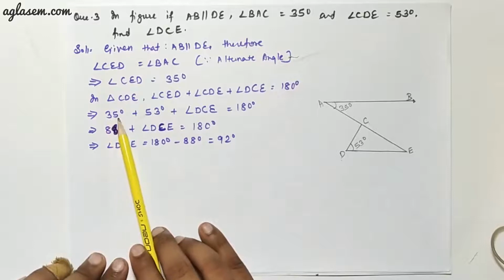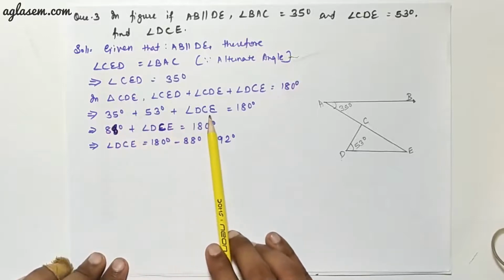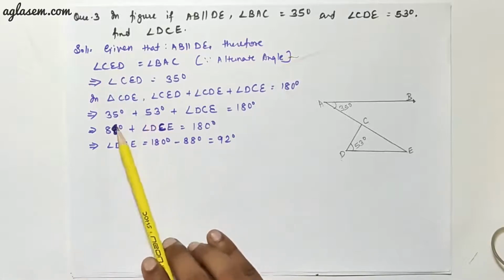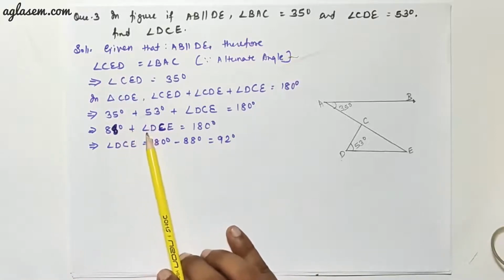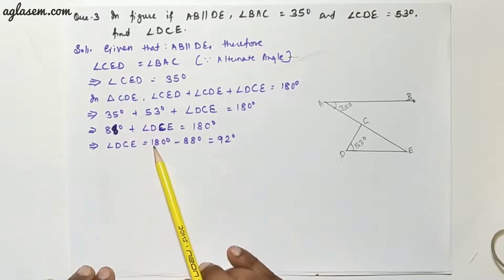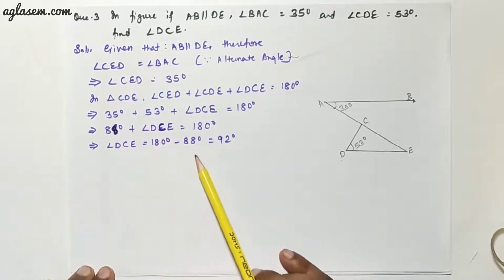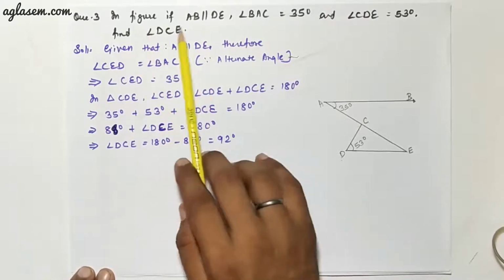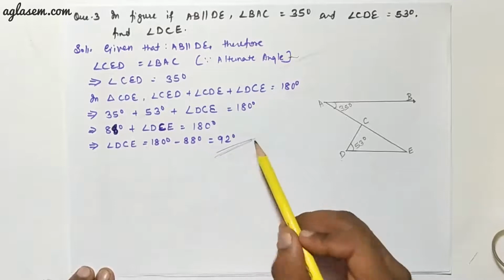We have the values: 35 degrees plus 53 degrees plus angle DCE is equal to 180 degrees. So 35 plus 53 is 88 degrees, plus angle DCE is equal to 180 degrees. So angle DCE is equal to 180 degrees minus 88 degrees, that is 92 degrees. So the value for angle DCE is 92 degrees.